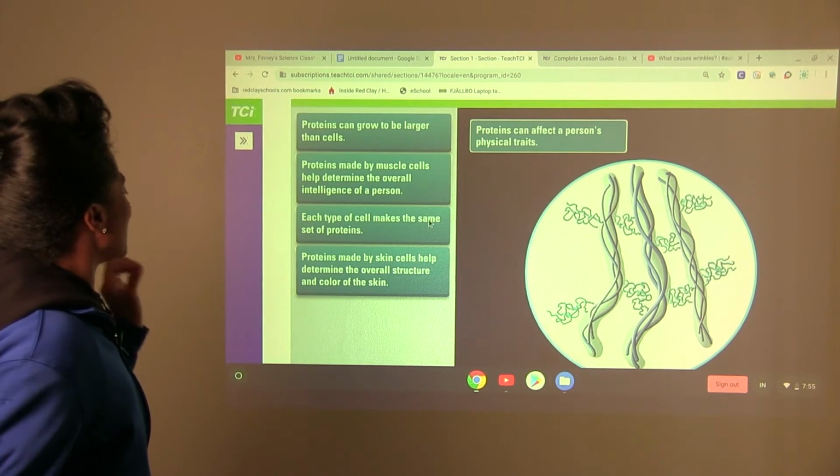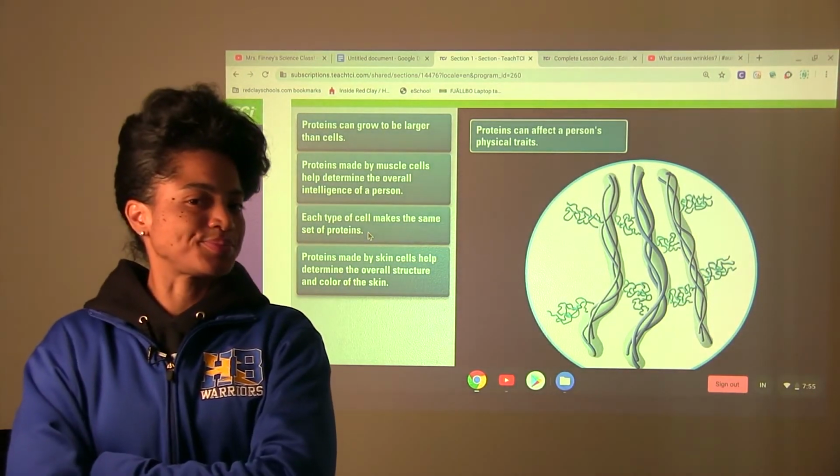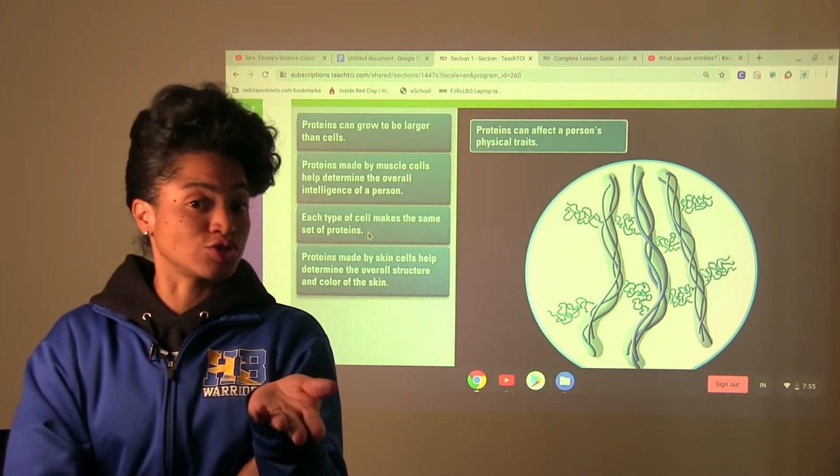Each type of cell makes the same set of proteins. True or false? You're going to say false again. You sure about that?